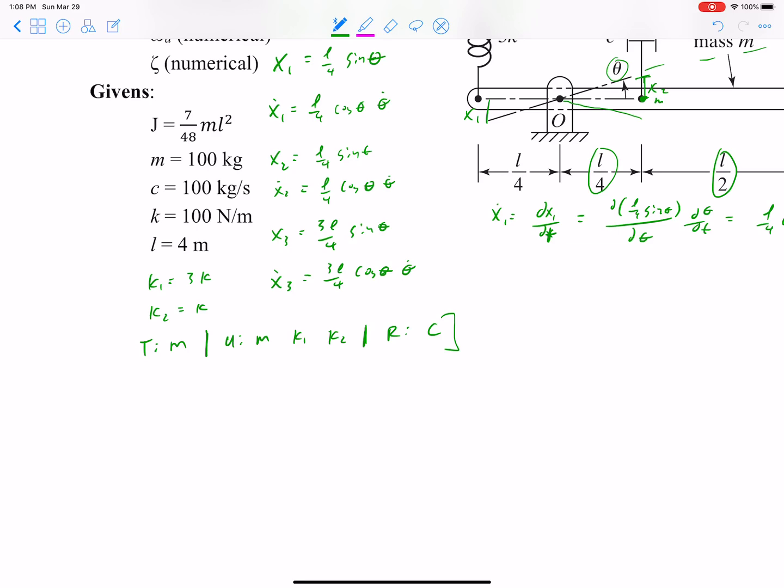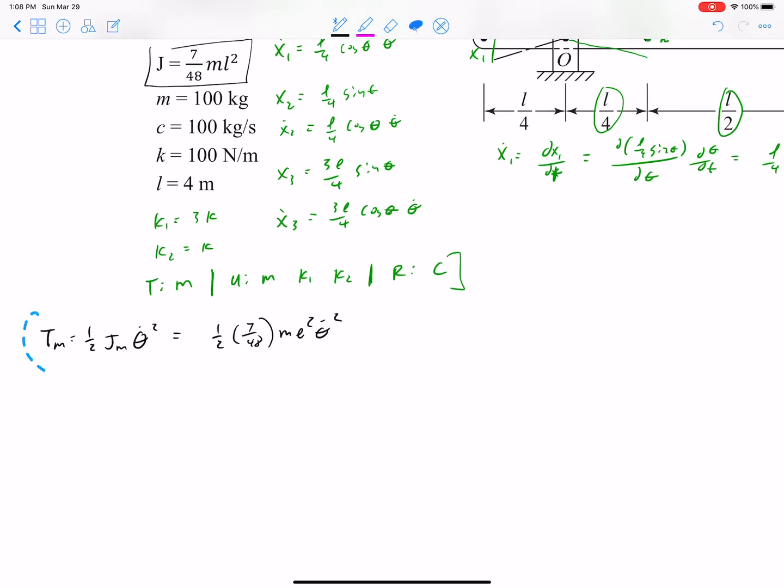So now we'll see what the potential energy is. Okay, and let's go back to black. Okay, so the kinetic energy of that mass is equal to 1/2 J of the mass theta dot squared. And I gave you what J was for this particular system. So now we can put that in: 1/2 times 7/48 ml squared theta dot squared. Okay, good.